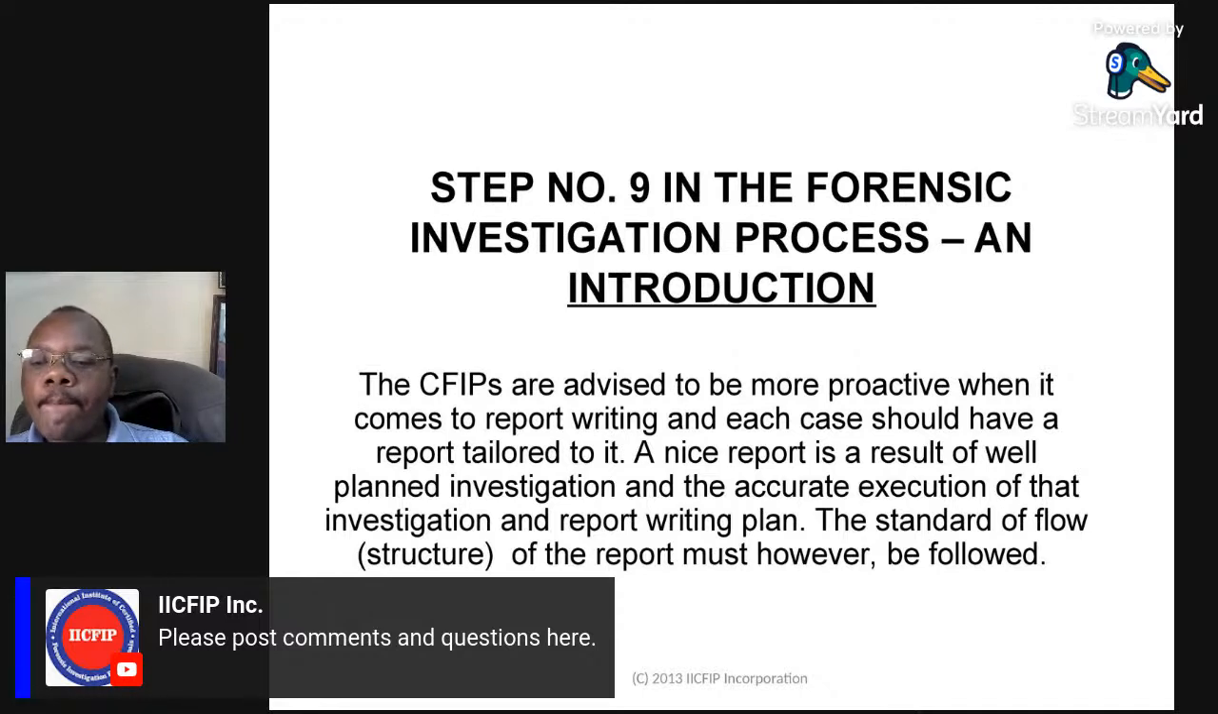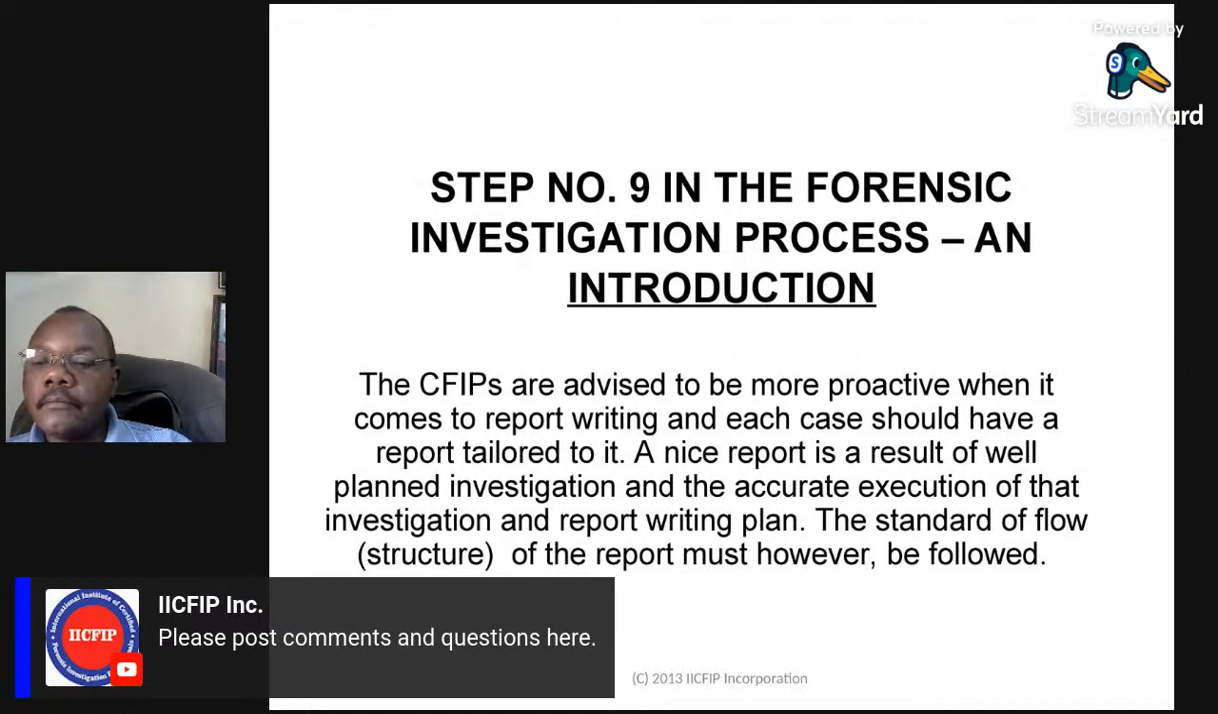Step number 2. When we come to step number 2 of report writing, we must now sit down to plan the layout of the report, or we use the standard structure. The standard structure, or the generally accepted standard structure of a report of this nature is as follows.